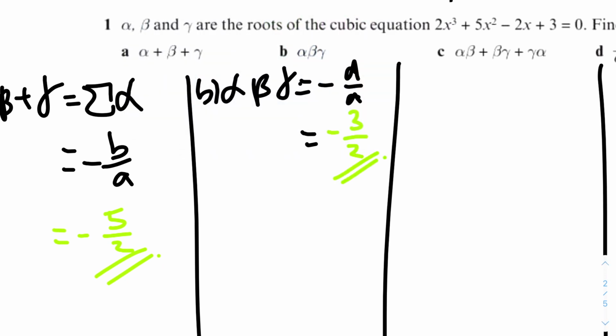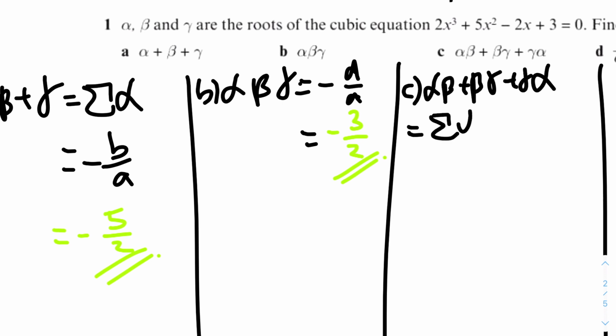And part C, alpha beta plus beta gamma plus gamma alpha. This equals the sum of the product pairs, which is equal to c over a. And c in this case is minus 2, and a is 2. And therefore this is minus 2 over 2, which gets us minus 1, like so.